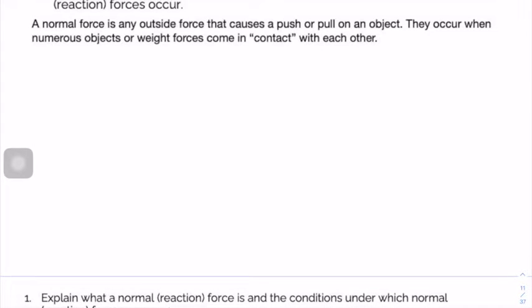Normal force is any outside force that causes a push or pull on an object. They occur when numerous objects or weight forces come in contact with each other. Okay, so again, I'm deeply concerned that the people in this group, if this is you, please listen up. A normal force is any outside force. Outside of what? I'm not sure what that means. And then numerous objects, not required. You only have to have two.